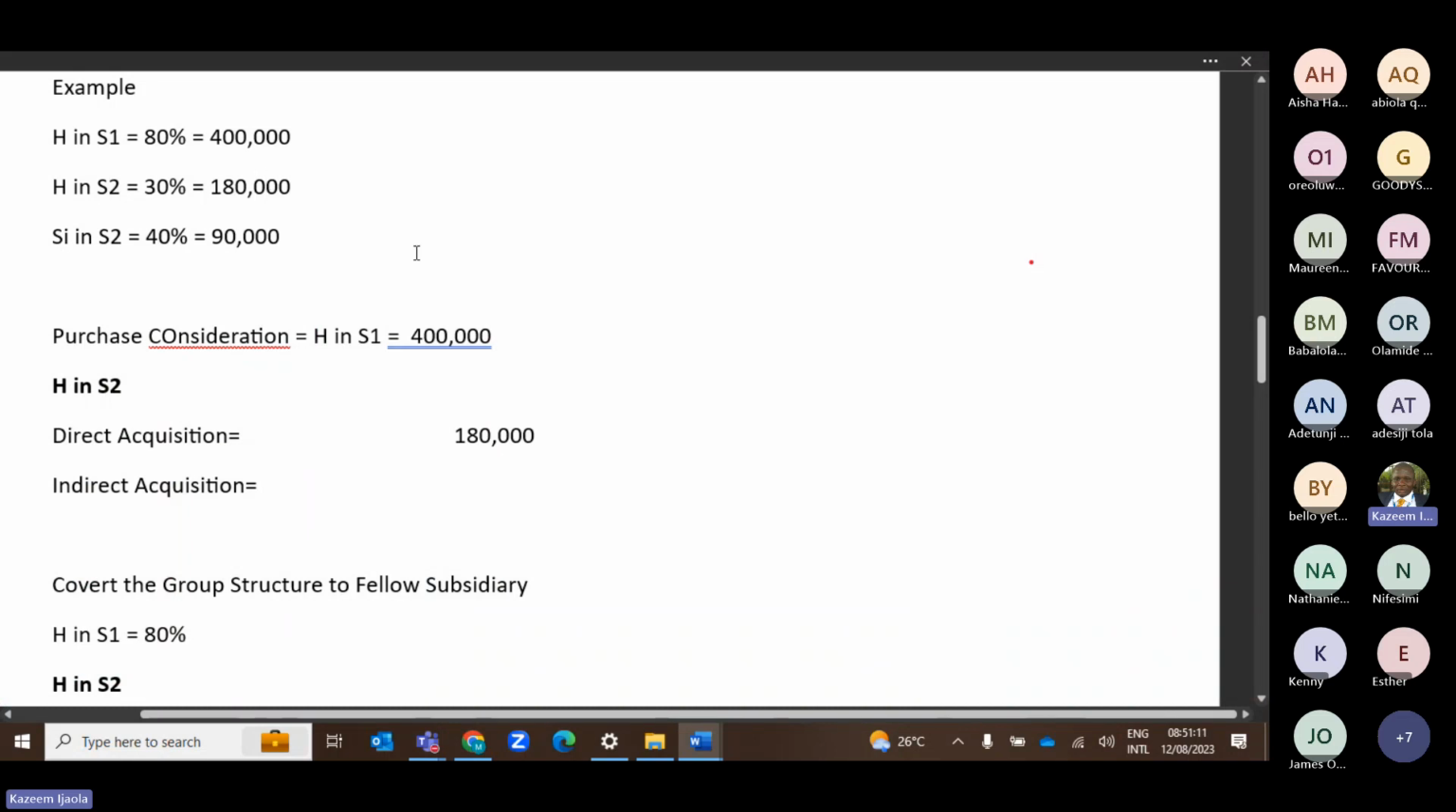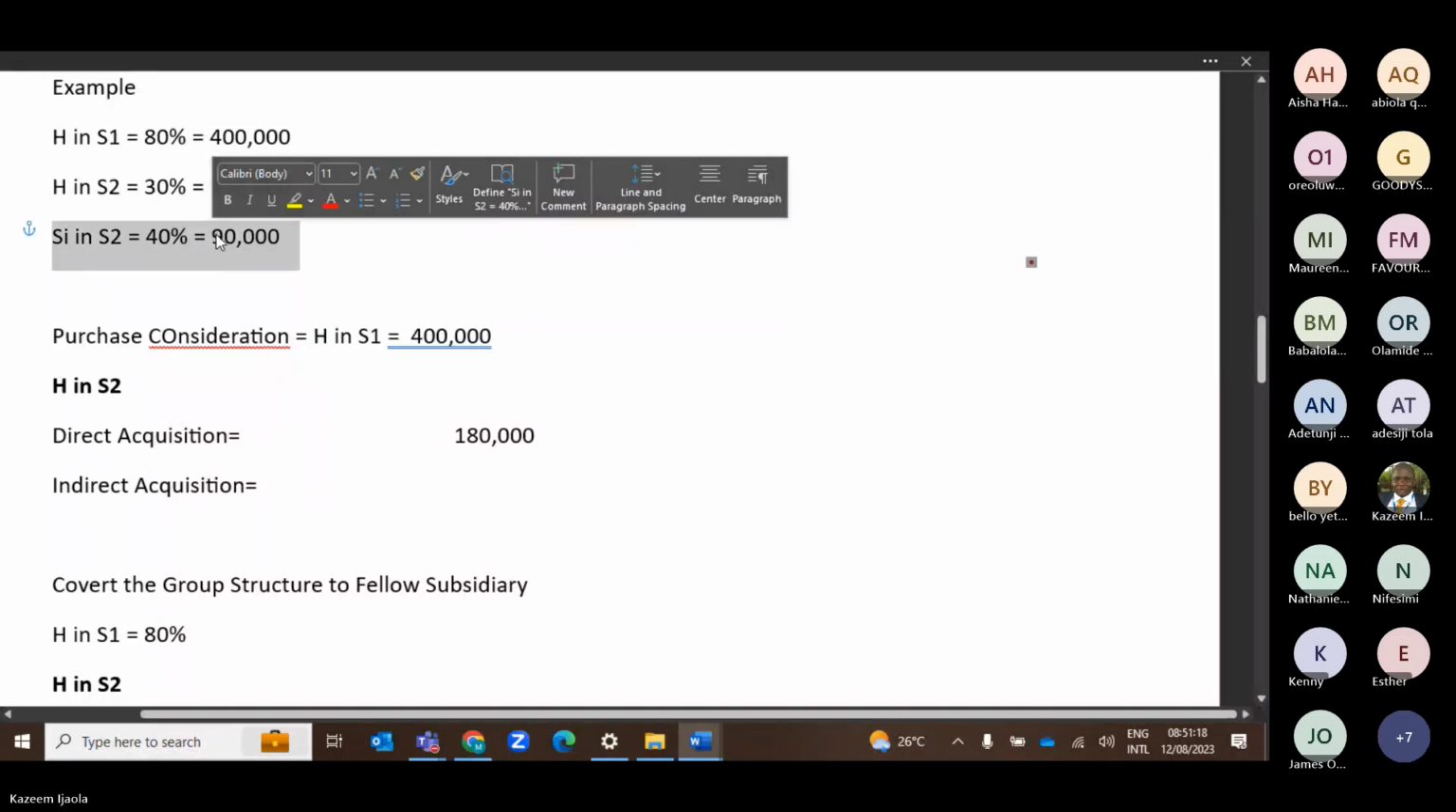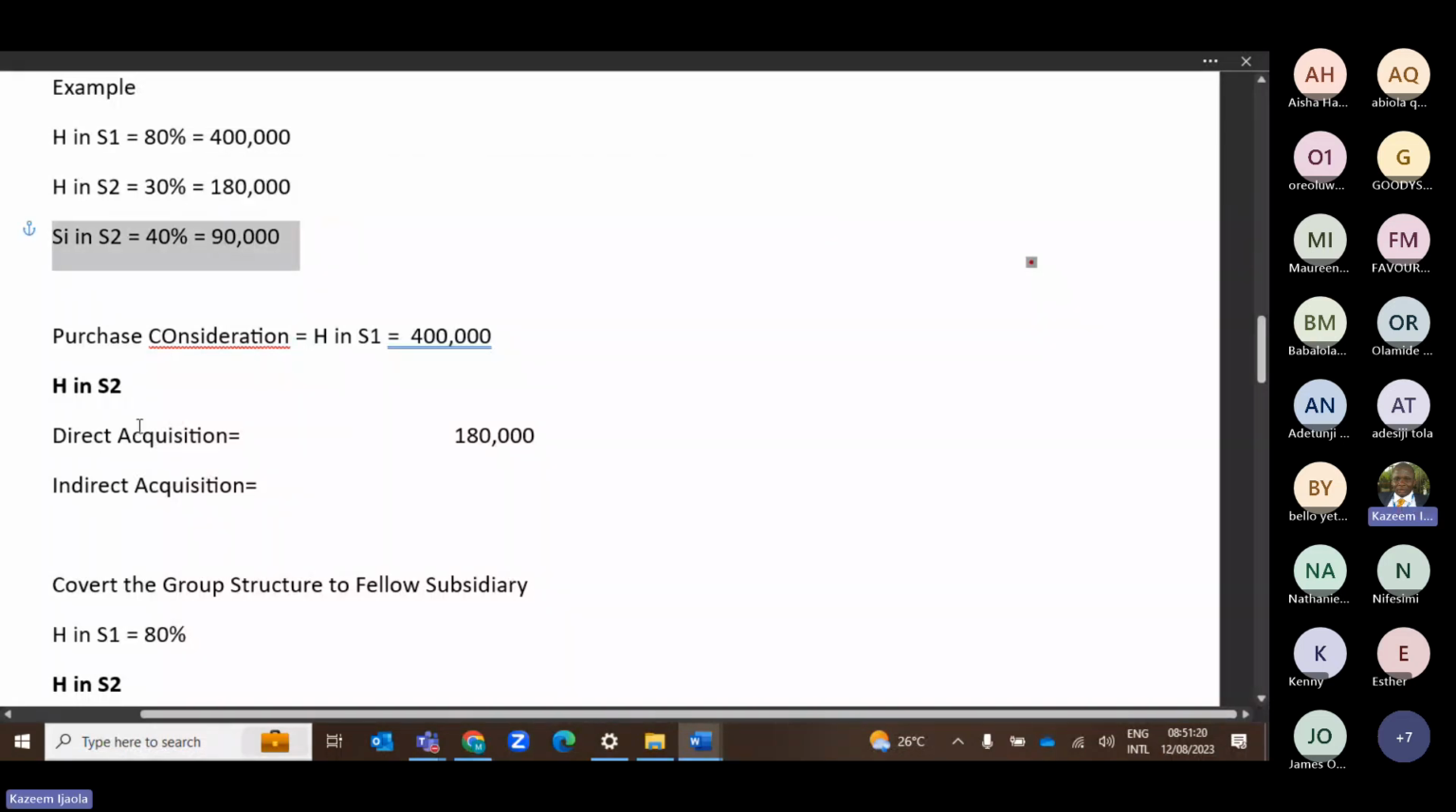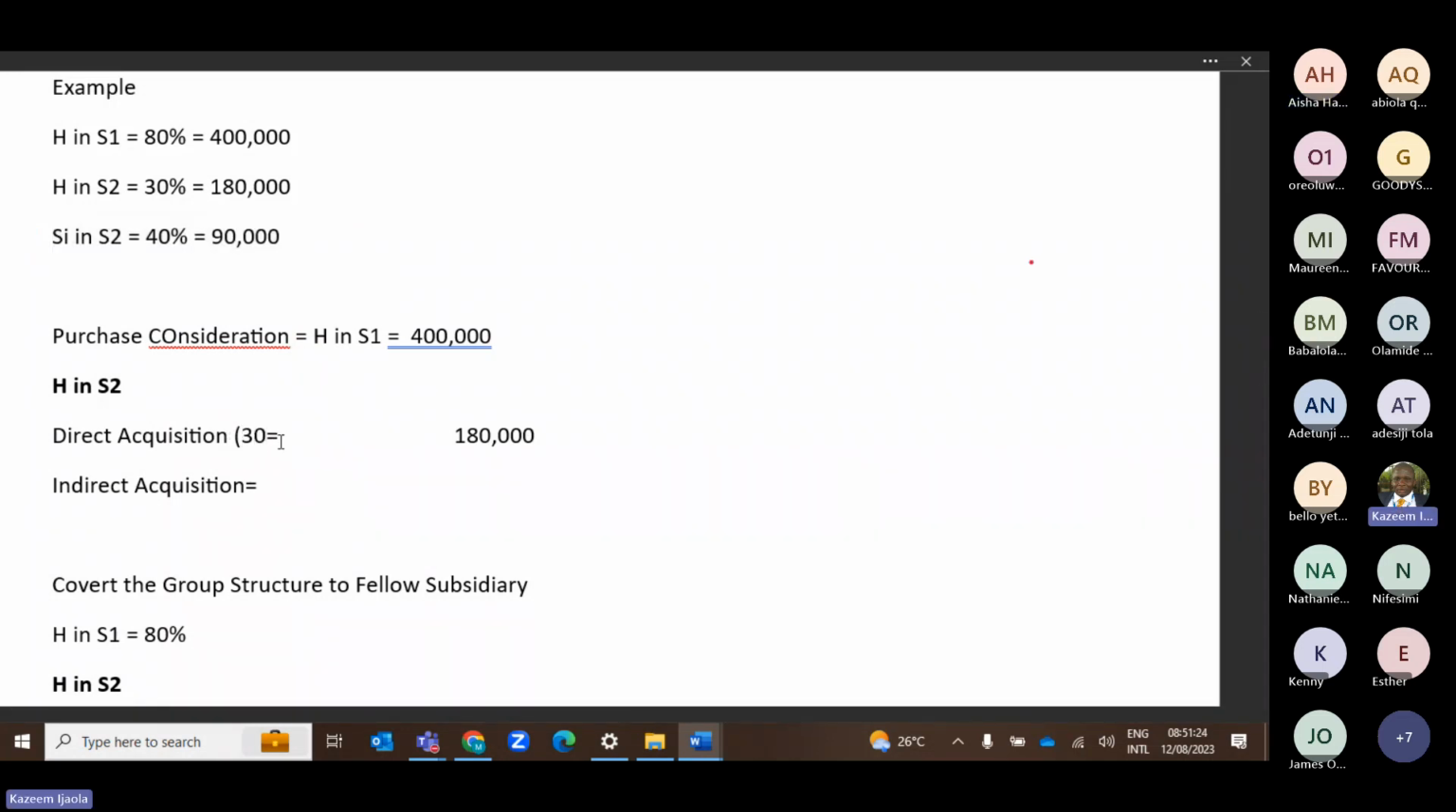You remember that the indirect acquisition is S2. You want to determine the purchase consideration from S2. Direct acquisition is 30%. This one is clear. The indirect purchase consideration is that of S2. So this one is X1. The indirect is for S2. So how do we determine that?